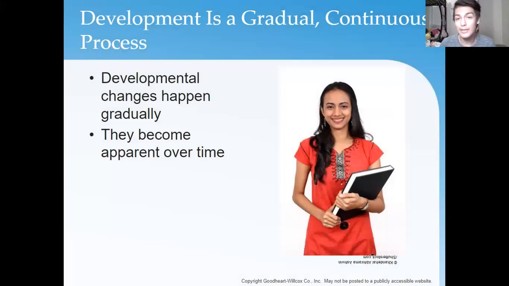So development is a gradual, continual process. Development changes happen gradually. This is not just gonna be an overnight thing. You're not just gonna grow 1 foot overnight. This is gonna happen over time. It's gonna take its time. So this is why sometimes parents tell their children, just give it time. It's gonna happen soon, because development doesn't just happen overnight.